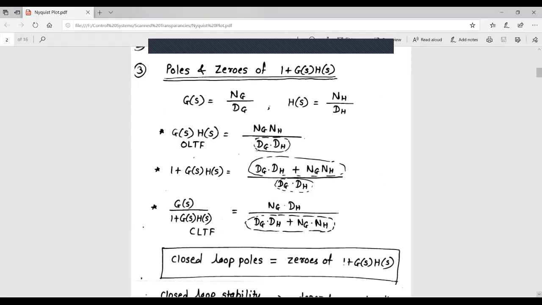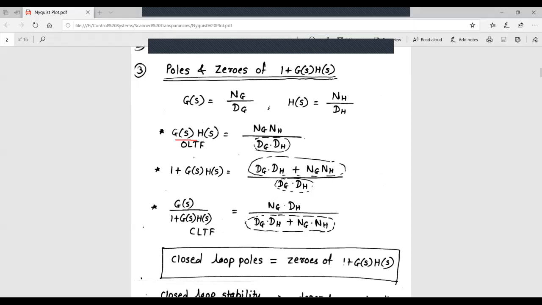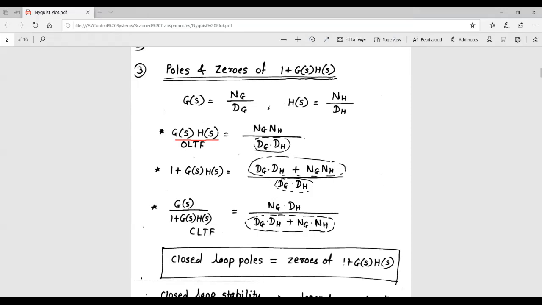Now with this much preamble, we will see the next concept, that is poles of 1 plus G(s)H(s). Now usually we know that OLTF is considered to be G(s) into H(s). Closed loop transfer function is G(s) upon 1 plus G(s)H(s). Characteristic equation is 1 plus G(s)H(s), and if it is equated to 0, then only we call it a characteristic equation. Otherwise, it is not.